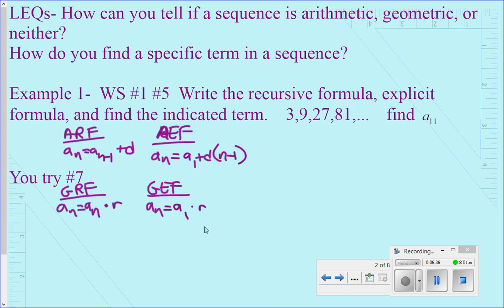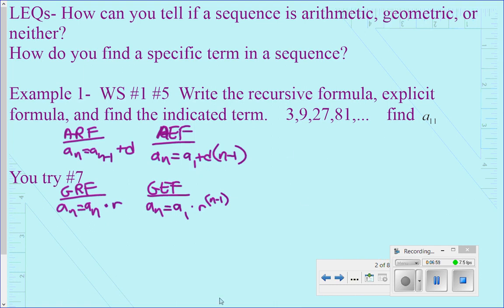Well, when I'm repeatedly multiplying by something, we know that translates to exponents. So rather than being d times the quantity n minus 1, it's going to be r raised to the n minus 1 power. Again, hopefully that makes sense. Repeated multiplication is shown in math with exponents. So those are our equations. So now that we know them, let's go ahead and try problem number 5 on worksheet 1.